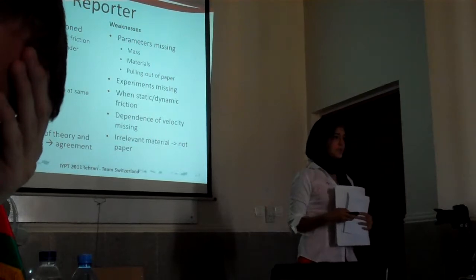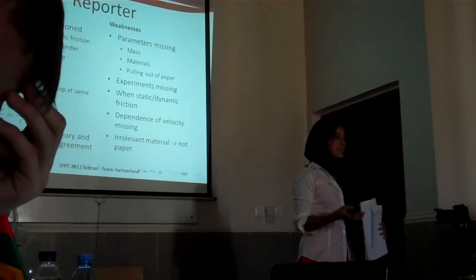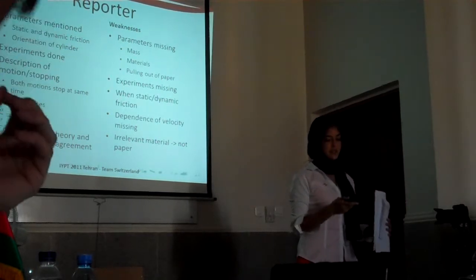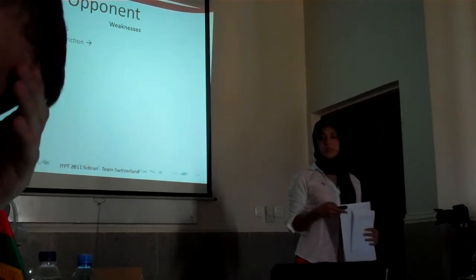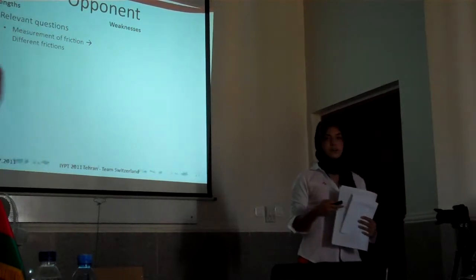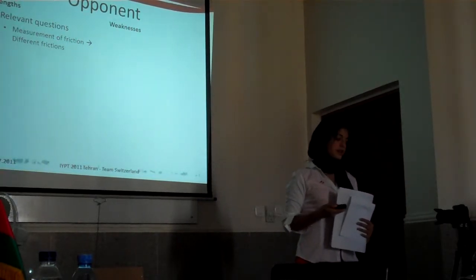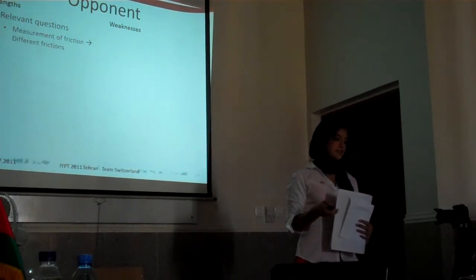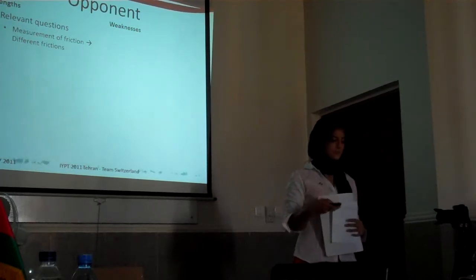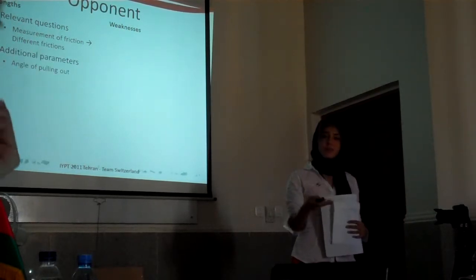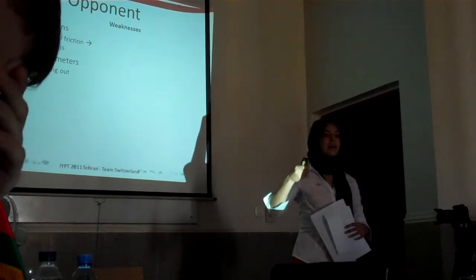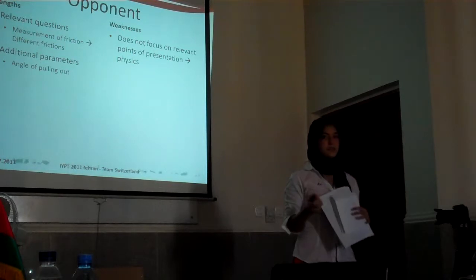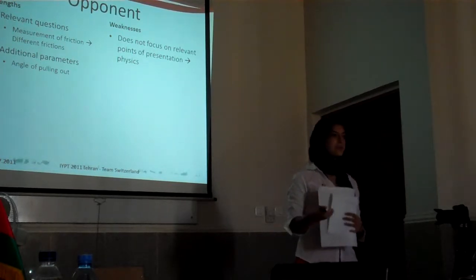And you used irrelevant materials. I mean, in the problem it says you have to use a sheet of paper, so the experiment with the material was not really necessary. To the opponent, your strengths: you asked relevant questions. You had the measurement of the coefficient of friction, and you also talked about different frictions. You used additional parameters, like, for example, pulling out the paper at an angle, which he didn't mention, that I thought was good. But some weaknesses were that you somehow didn't really focus on the relevant things that were missing.